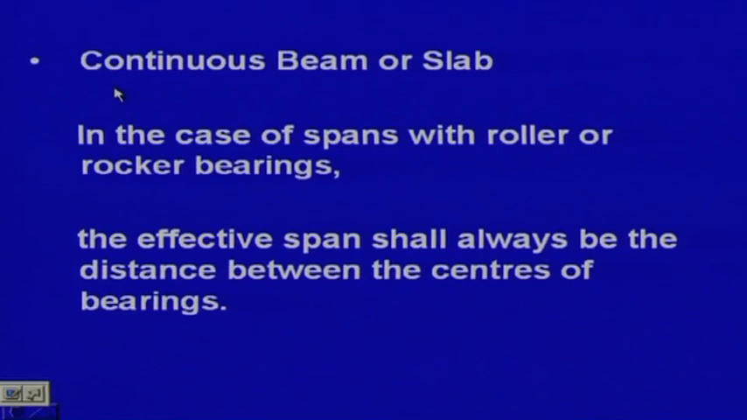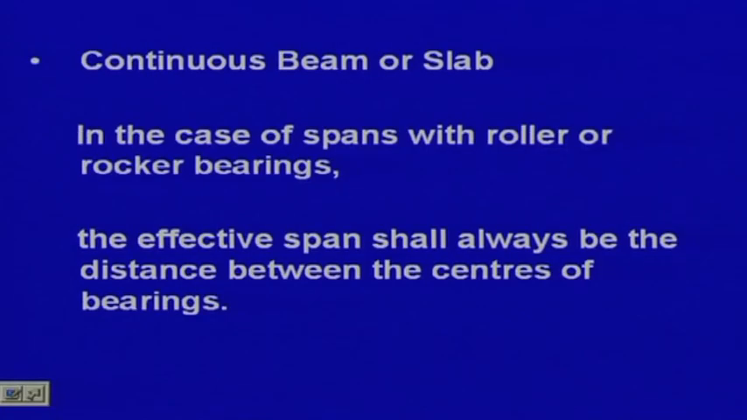Okay. Now, we have one more case, continuous beam or slab. In the case of spans with roller or rocker bearings, the effective spans shall always be the distance between the centers of bearings. So, this is very simple. When you are talking about bearings, you just take the center to center distance between two bearings. Okay. All of these you will get in IS 456, but I think this is required to know with examples.